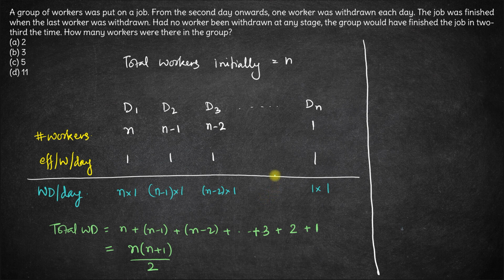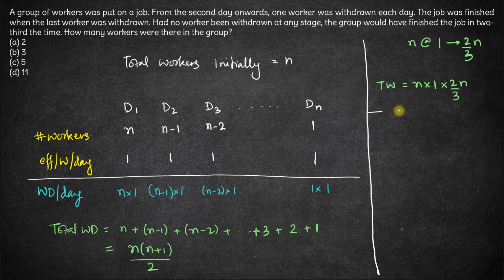Now it's also given that if no worker withdrew at any stage, the whole group, that means n people, would have finished the job in 2/3 the time. So if n people at an efficiency of 1 unit per day would have finished the work in 2/3 of the time, so initially the time taken was n days, now the time taken will be 2/3 of n. That means the total work they would have finished is, number of people is n into 1. This is work done by n people in 1 day, into number of days. So this is the total work done by n people in 2/3 of n days.